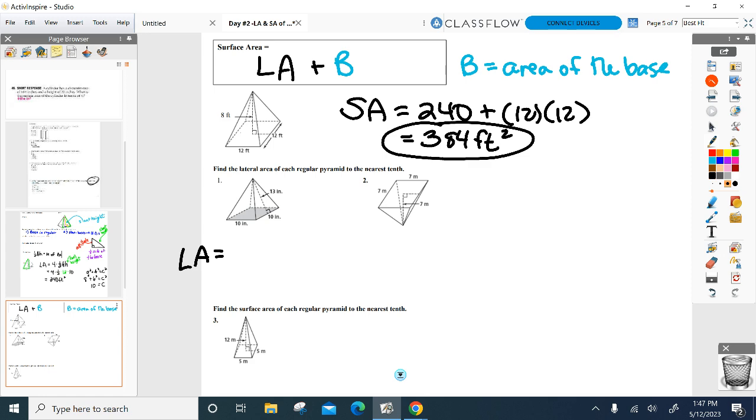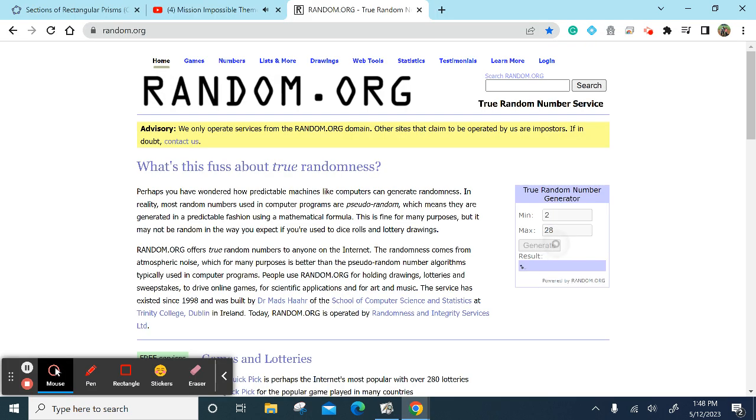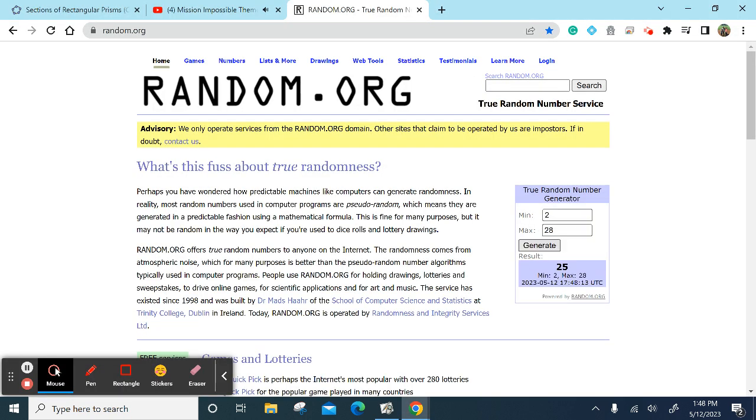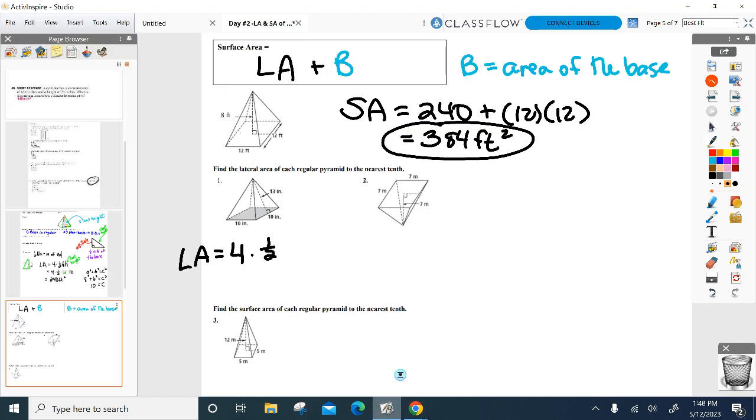How many triangles here? Take off the base. How many triangles in this first one? 17. 4 times 1/2. All right, everyone focus on one of those faces. What's the base and height on one of those faces? 25, what's the base? 10, how about the height?